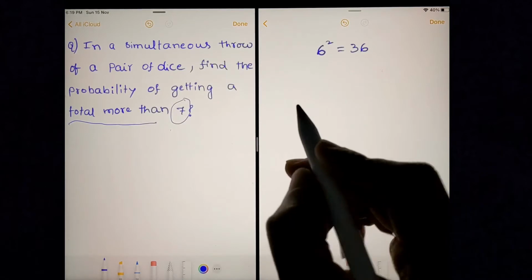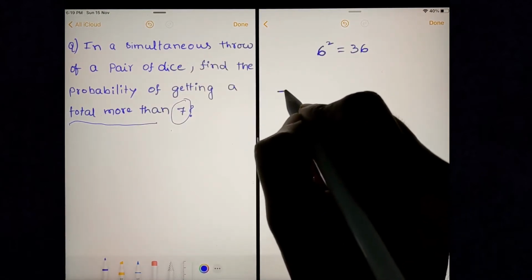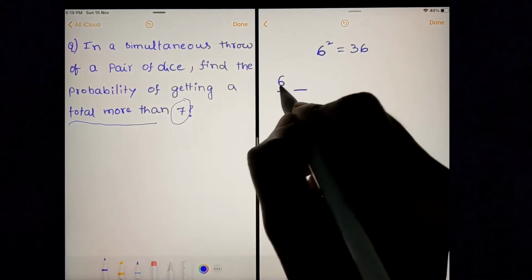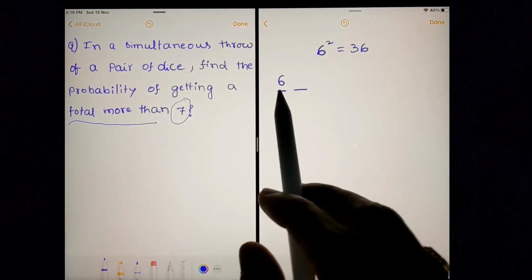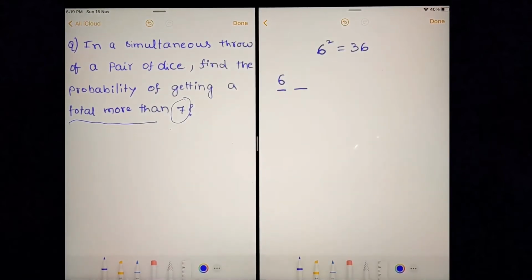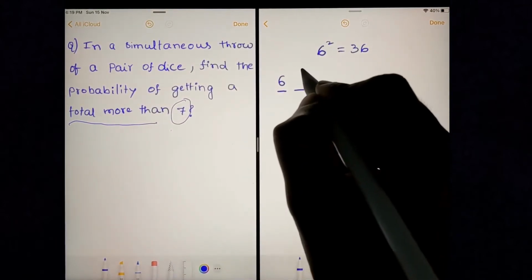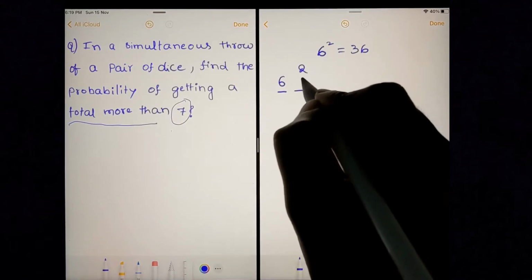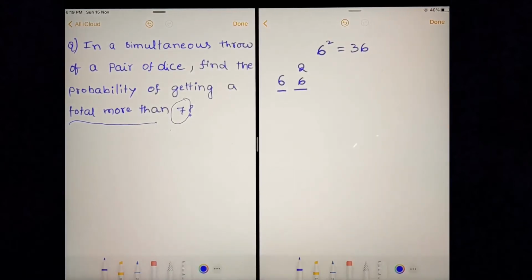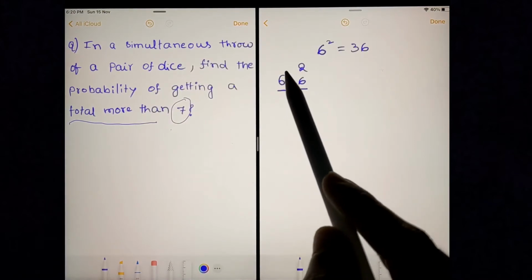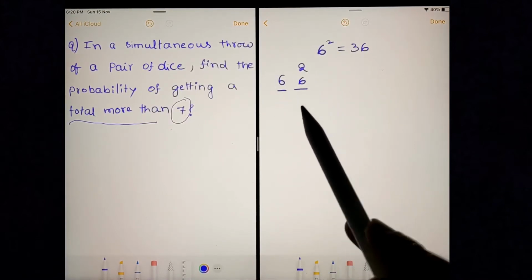So we want sum more than 7. It means let's start with 6. Assume that on first dice the face value is 6. Because we want sum more than 7, if the second dice is anywhere from 2 to 6, it satisfies the condition. Total how many outcomes when we keep 6 as a first dice? That is 5.